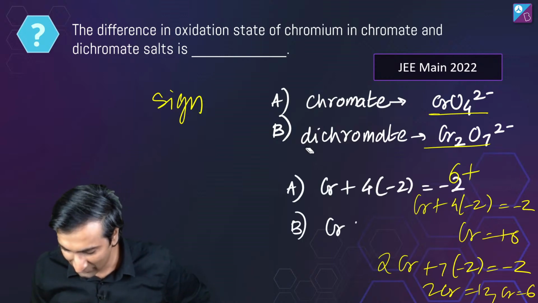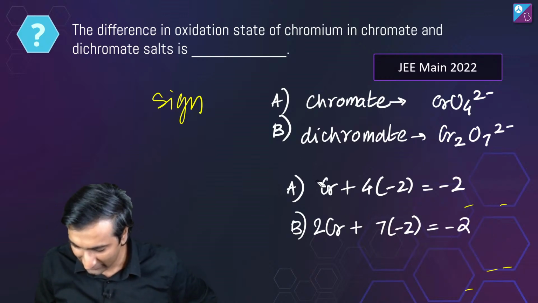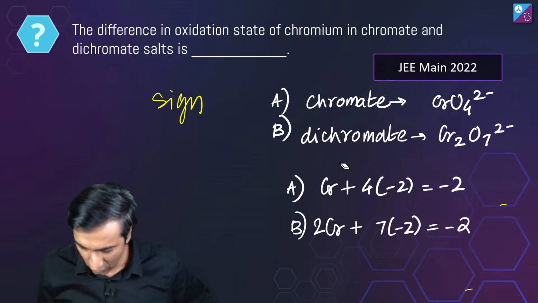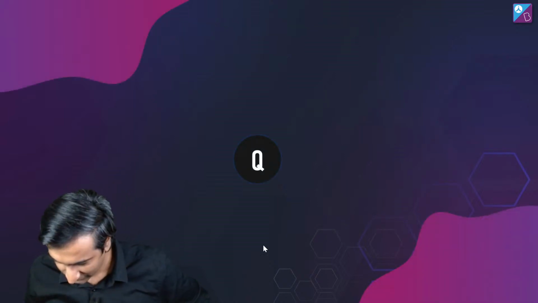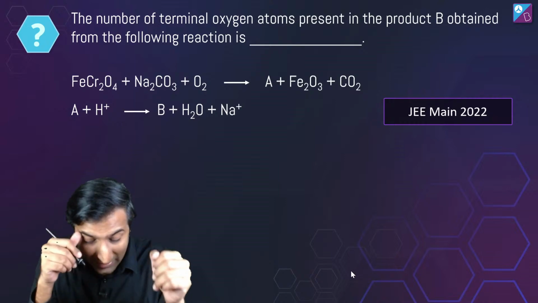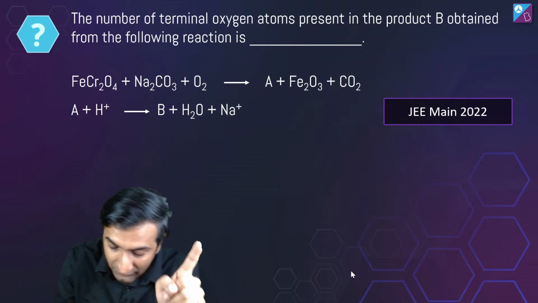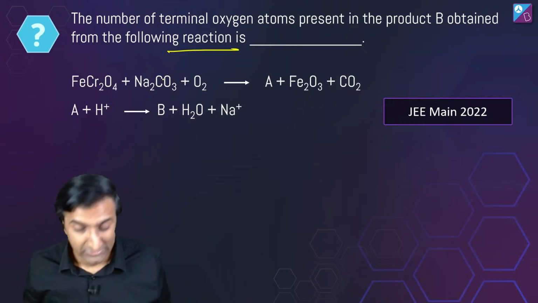खैर, anyway, यही सेम चीजें मैंने फिर से लिखी हैं, which I had done beforehand. Erase करके यहाँ पे अच्छी वाली चीजें रहने देते हैं. Cool. Let's go on to the next question. Similar idea. अब तो पता नहीं क्रोमेट क्या होता है. ठीक है. Number of terminal oxygen atoms present in the product B obtained from the following reaction is what?